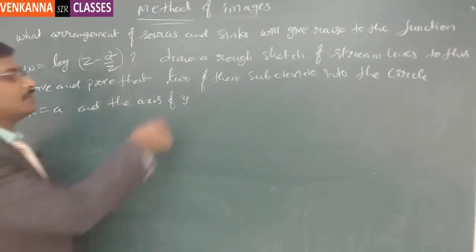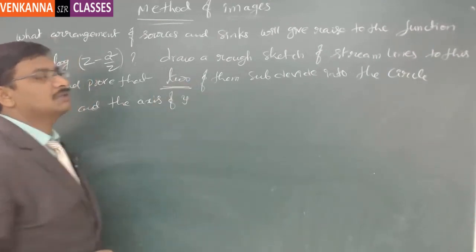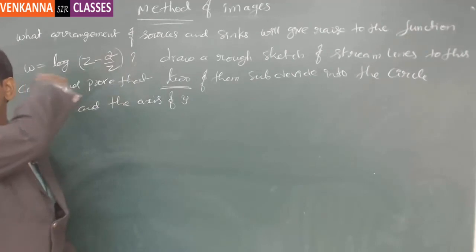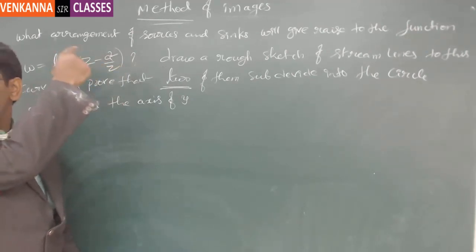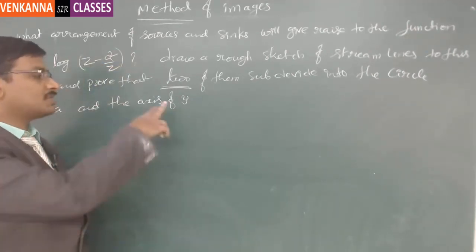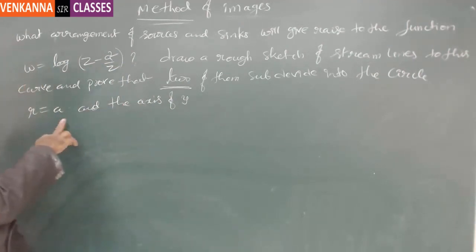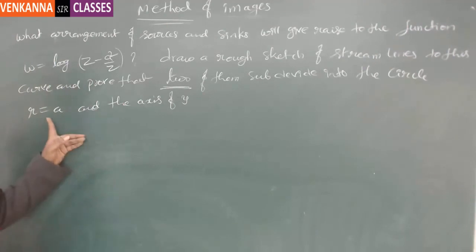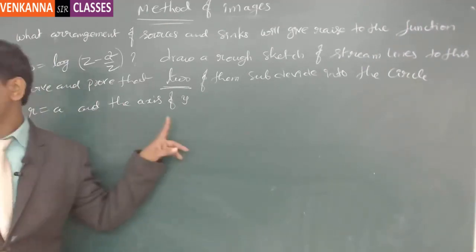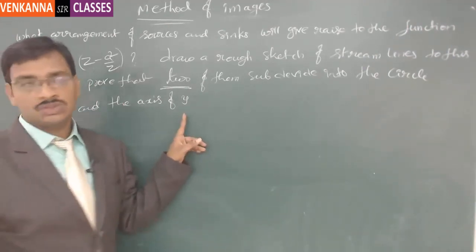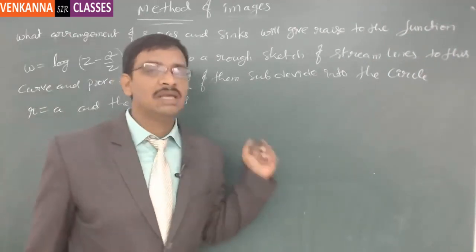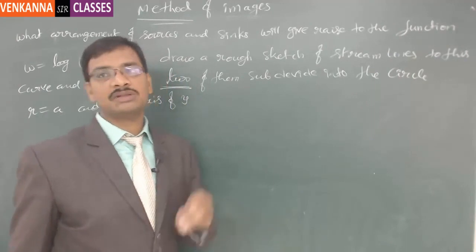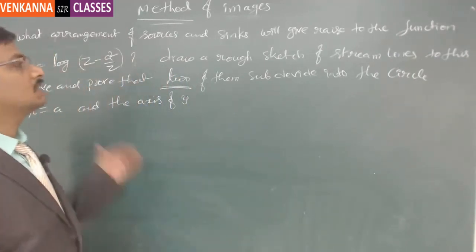Now two of them, here what he means is the sources and sink arrangement given by this particular complex potential. Those two will be subdividing the circle r is equal to a and the axis of y. Got it? So here r is equal to a is a circle in polar form and axis of y is in Cartesian coordinates. So in fluid dynamics problems, mostly he will be mixing both the coordinate systems together. Most of the times that is the kind of cases you are going to notice.